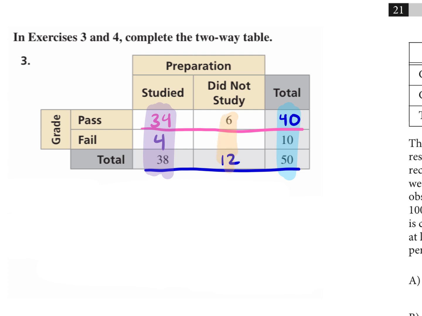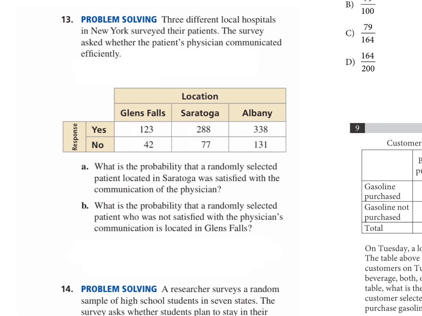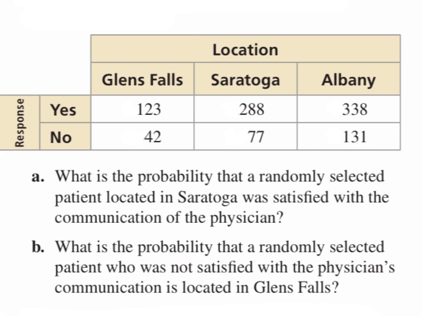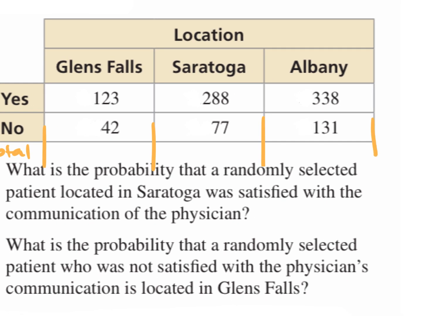Yeah, this problem's just asking you to fill in the table. So how many people did not study and failed? 6. That's it. All right, so what's the first thing I should do for 13? Calculate the totals. So you can use your calculator. What's the total amount of people from Glens Falls? 165. Total from Saratoga? 365. And total from Albany? 469.